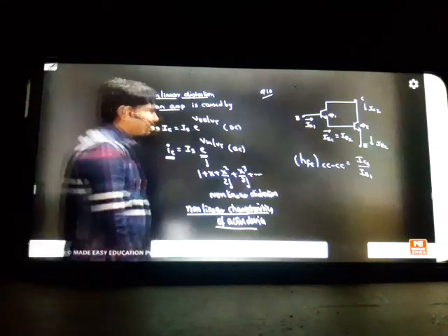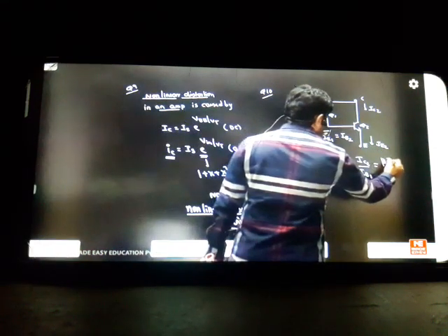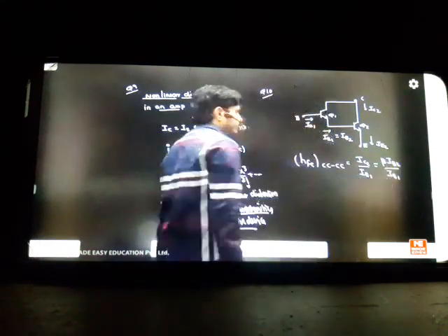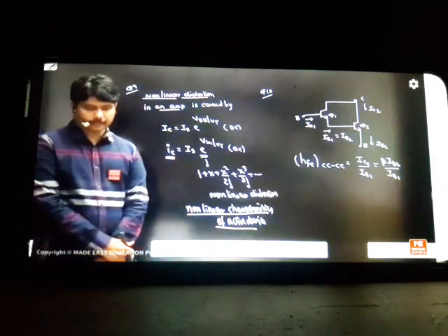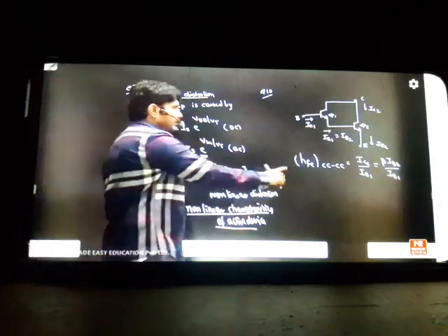So IC2 can be written as beta times IB2, divided by IB1. IC2 can be represented as beta times IB2. But what is IB2 here? It is IE1.